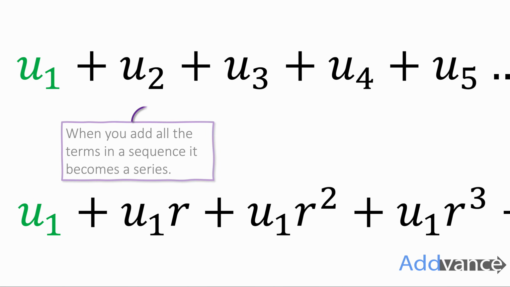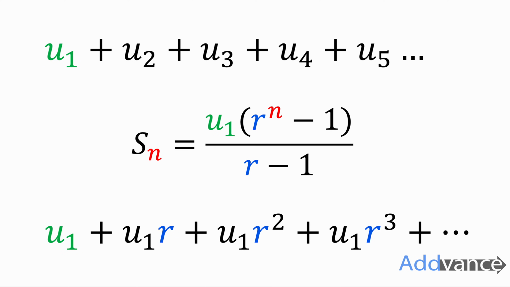But if you are happy, let's look at a geometric series. A geometric series is where you add up all the terms of a geometric sequence, or you might call it a geometric sum. The formula we're going to use to calculate the sum of a geometric sequence is Sn equals u1 times (r to the power n minus 1) over (r minus 1).